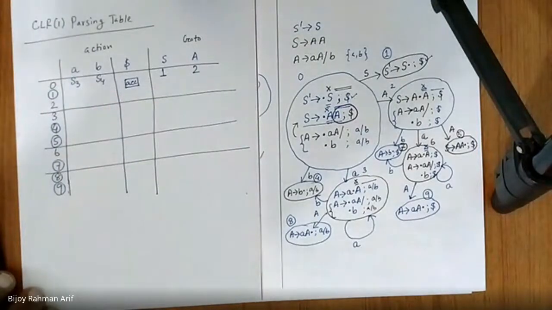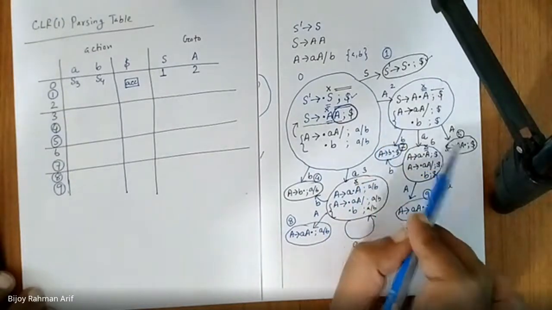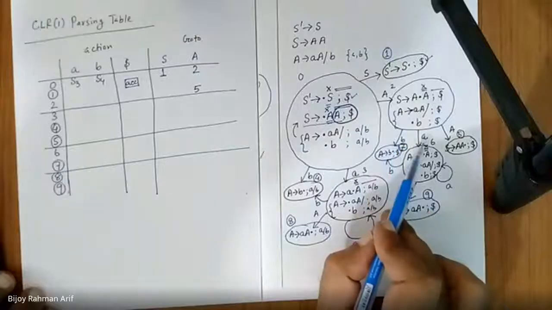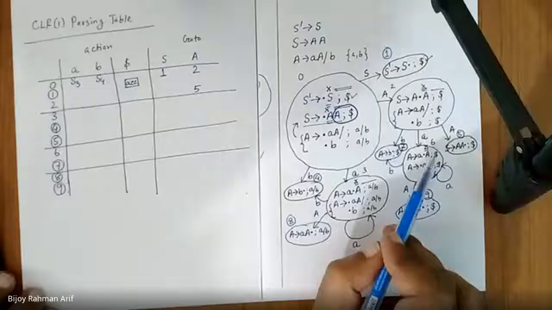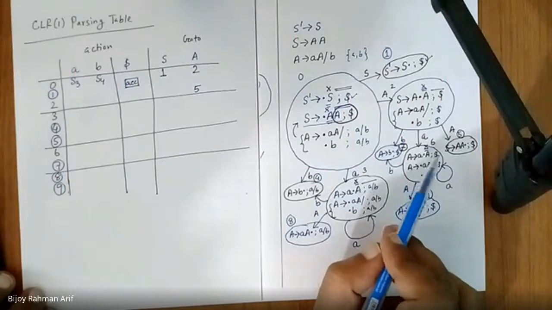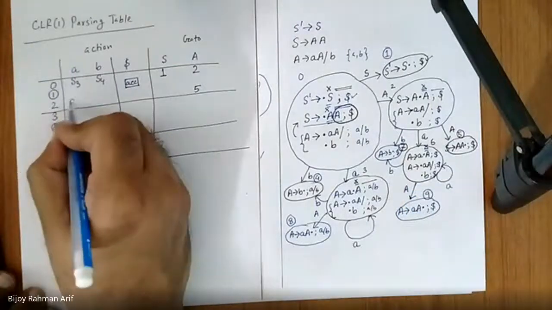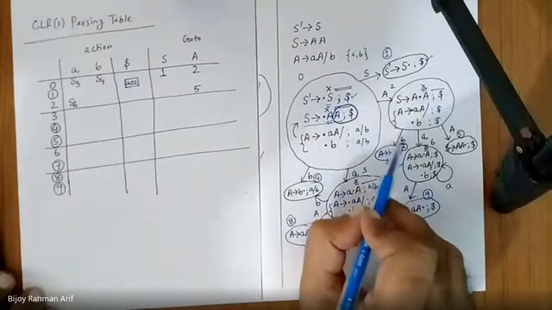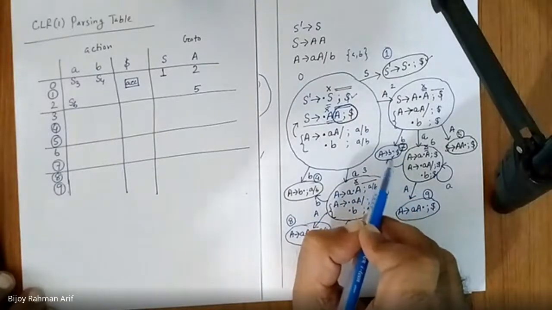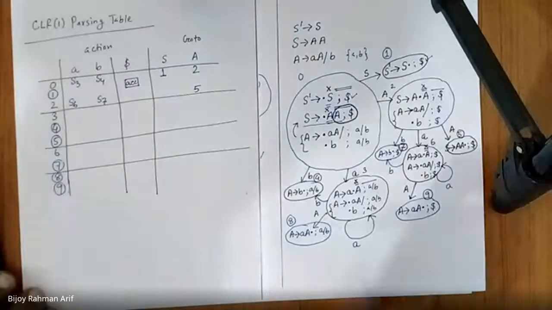Now let's go to state 2. State 2 seeing capital A, where should I go? State 5. State 2 seeing small a, where should I go? State 6, and it is actually a terminal, so it is an action: shift 6. State 2 seeing B, where should I go? Shift 7. It is an action. Good. So 1, 2, 3 done.